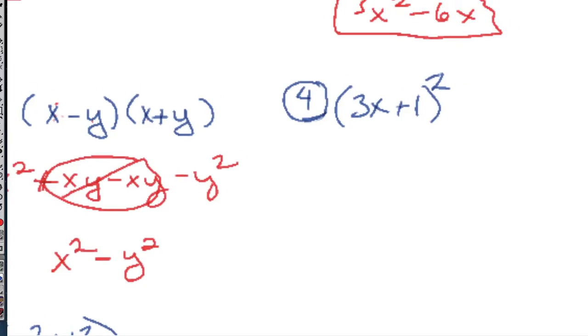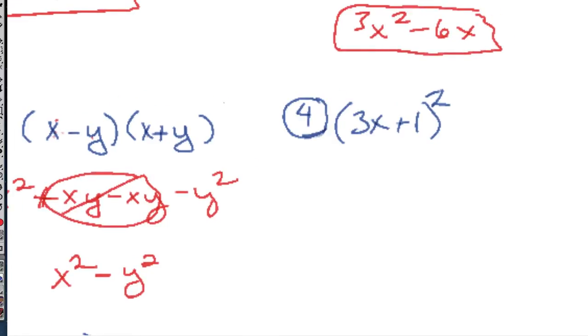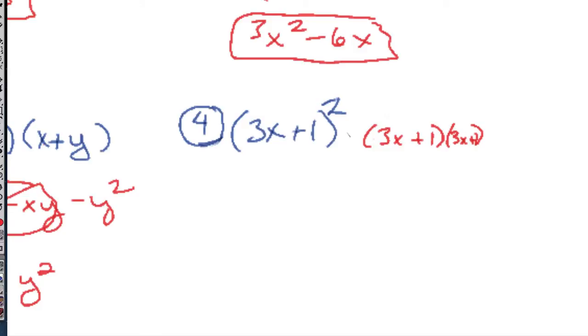So we will see that again. Here we have a perfect trinomial square. You can go off to the side and FOIL it out and rewrite this as 3x plus 1 times 3x plus 1, and then do the first, outer, inner, last. So in this case, it'd be 9x squared plus 3x plus 3x plus 1, 9x squared plus 6x plus 1.